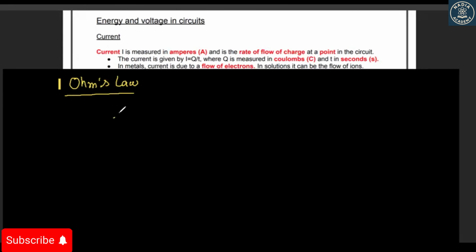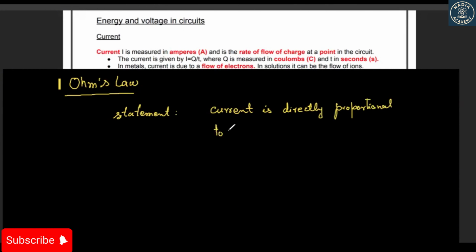The statement of Ohm's law is that the current is directly proportional to potential difference.